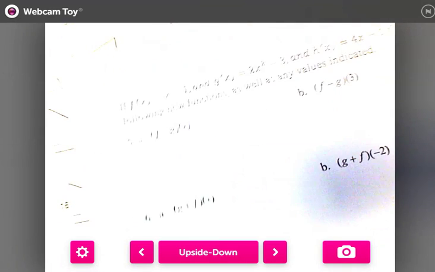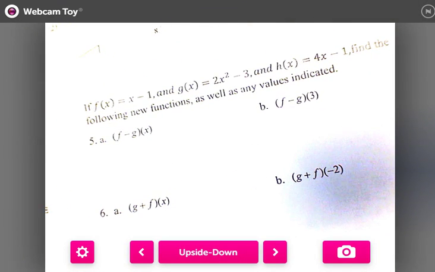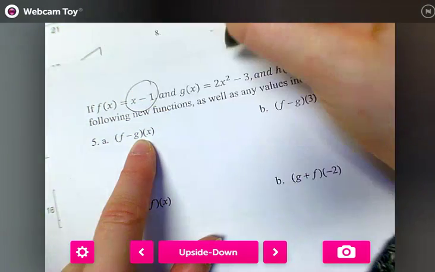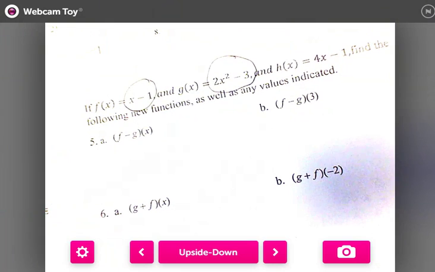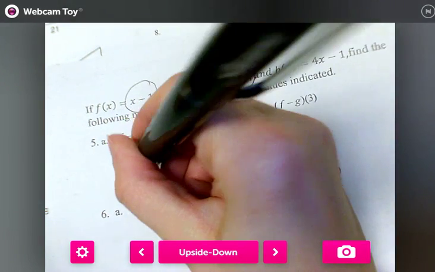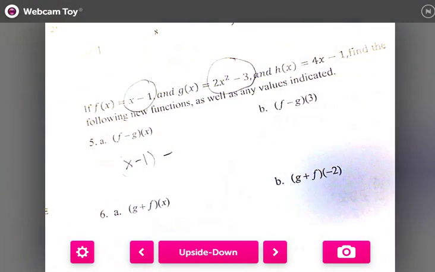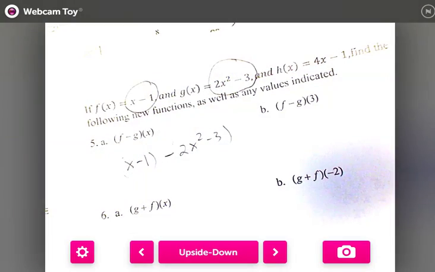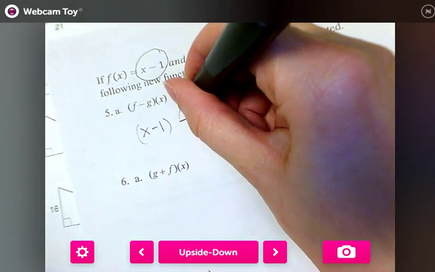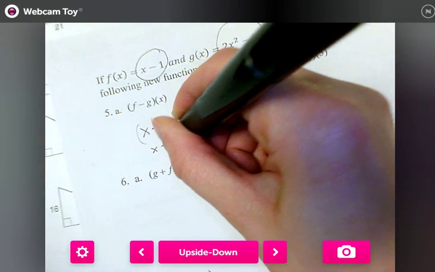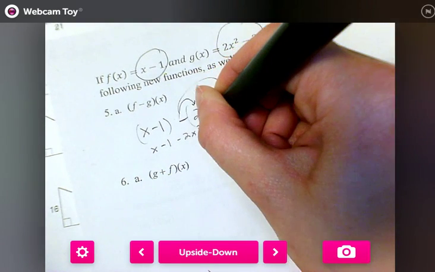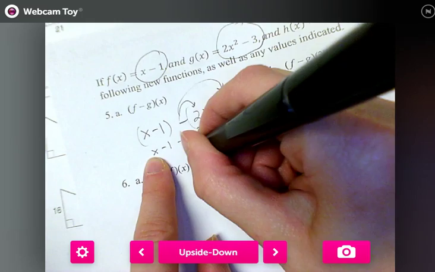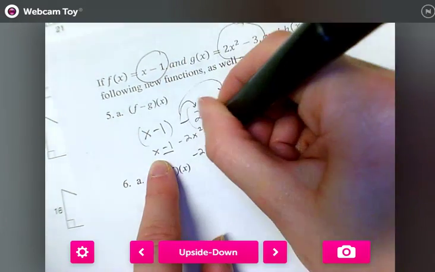Okay, here's our function one. A lot of you guys did okay with this one. All right, we've got f minus g of x. Here's f at the top, here's g. So I'm just going to go x minus 1, and I'm going to put in parentheses, minus 2x squared minus 3. Okay? So now I'm just going to distribute this negative in the front to both of them. So I've got x minus 1 minus 2x squared plus 3. Now I'm going to combine like terms. Which ones go together? I've got negative 2x squared, and then I've got plus x, and then negative 1 and 3 go together, so that gives me 2.